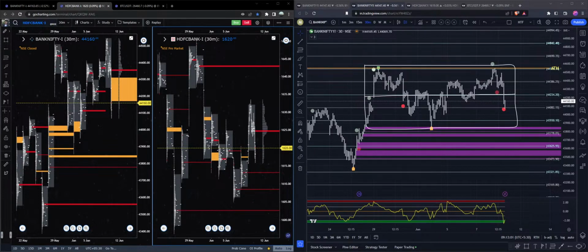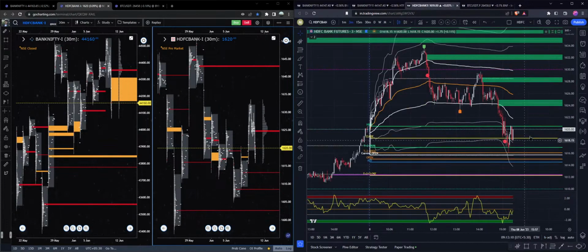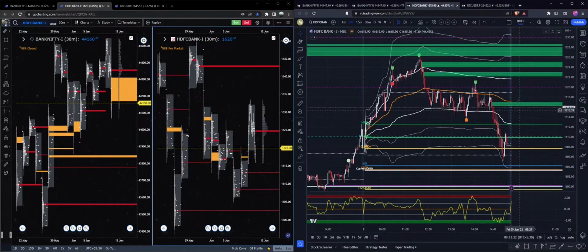No comments yet, that's fine. The time is 9:13, 2 more minutes. What's happening in HDFC Bank also. If I just go to the spot one, we are opening around the trapped buyers. I'm looking for some responsive selling.